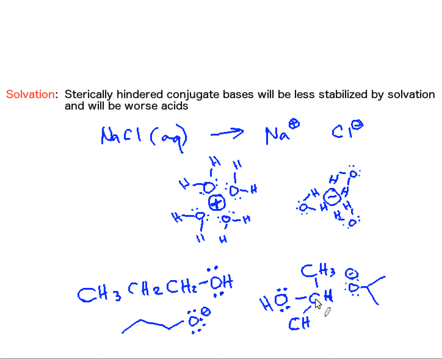It's going to destabilize the conjugate base. Therefore, this molecule is not going to be as good of an acid as this one, which would be able to have a more stable conjugate base. And so that would be a comparison you could make between two similar alkanes or alcohols that just differ based on branching patterns.